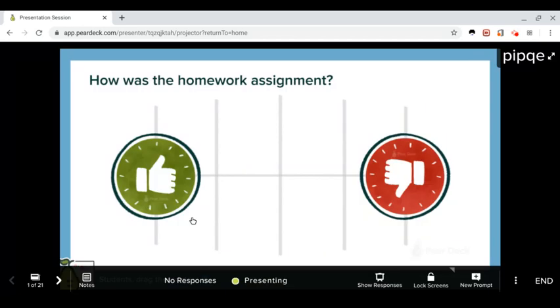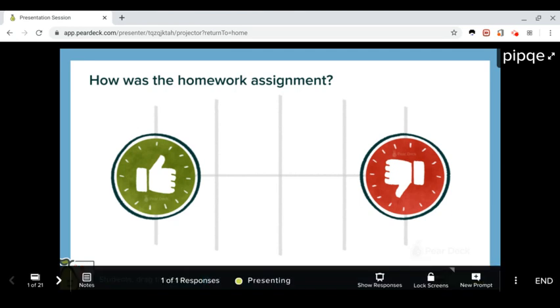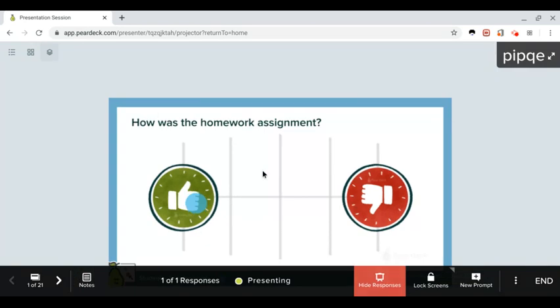Okay. So how was the homework assignment? Go ahead and drag the dot to either the thumbs up or the thumbs down. And then I can obviously see on my end how we're doing depending on where the blue circles are.